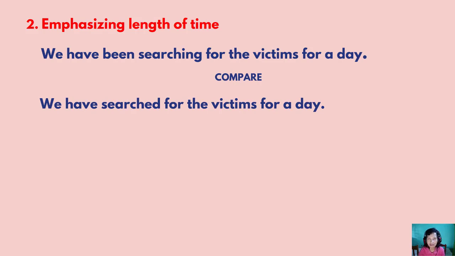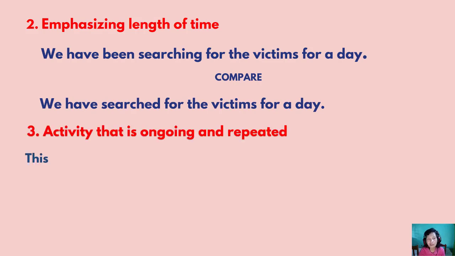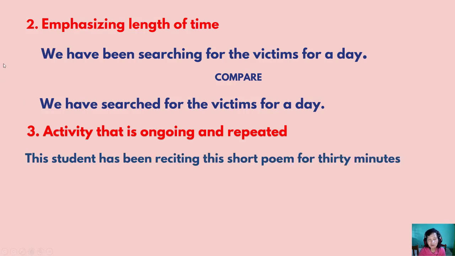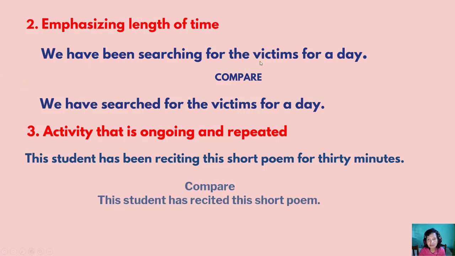Okay. Let's go on to the second: to emphasize the length of time. In this case, I want to compare it with the simple present perfect. We have been searching for the victims for a day. We have searched for the victims for a day. The same. The expression of time shows the duration, how long. We use present perfect continuous again if we want to focus that the activity of searching is still happening and the duration is for a day.